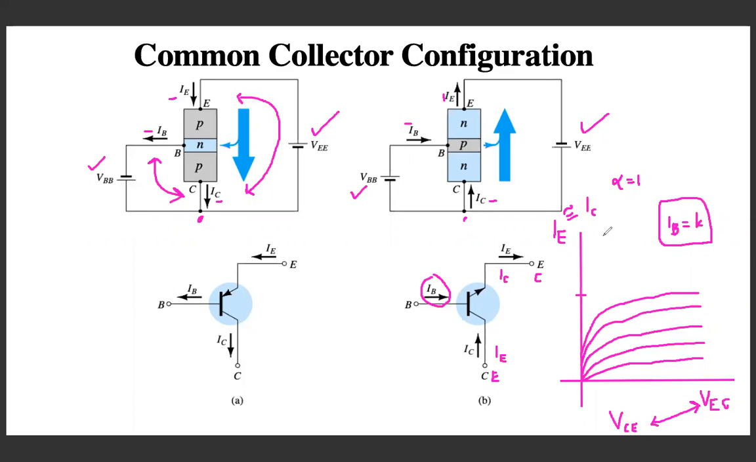Same is the case for input characteristics. Input characteristics are between which quantities? Between base and emitter voltage and base current IB. So let me draw here.